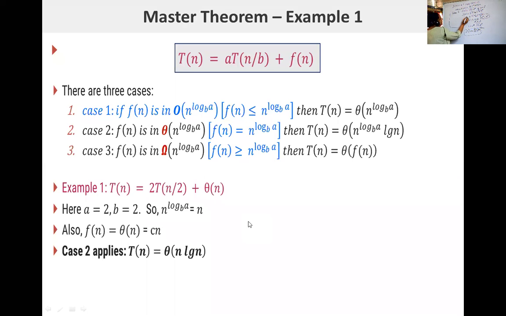I can again repeat. Equating a, you will get 3. Equating b, you will get 2. And equating f(n), you will get the value of d as 2. Now you check this condition: 3 is less than b raised to power d, that is 3 is less than 4. So the condition is true and T(n) is equal to theta of n square. Is it clear?